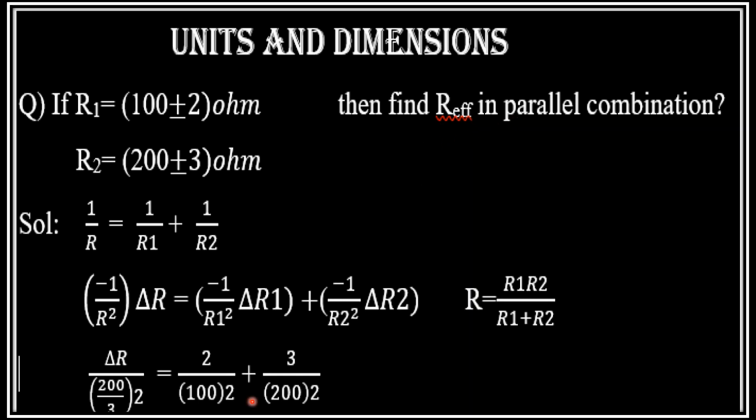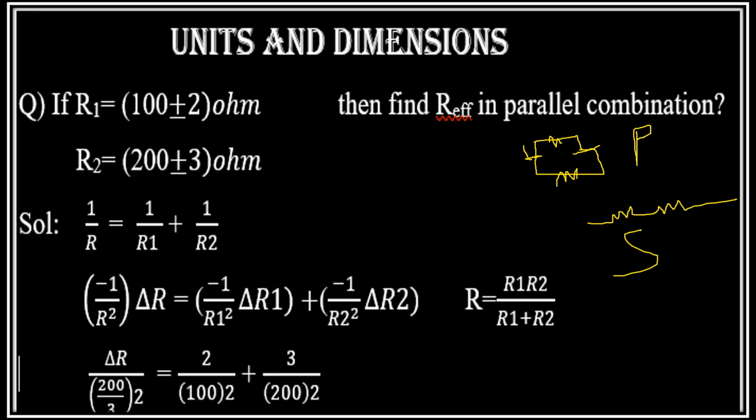We know in parallel combination the two resistors are connected to the same ends. Here will be one resistor and again it will be another resistor. This is one end and this is another end. These two are connected like this. This is parallel combination. If it is series combination, it will be like this. This is the series combination and this is the parallel combination.